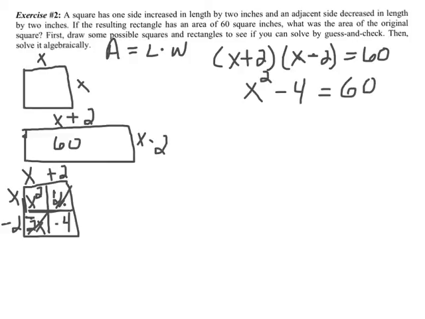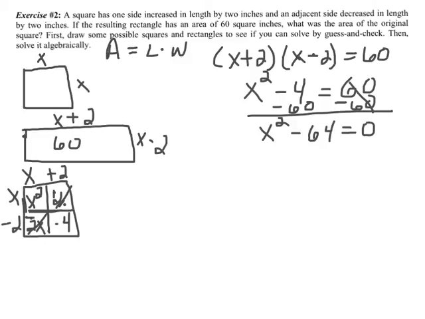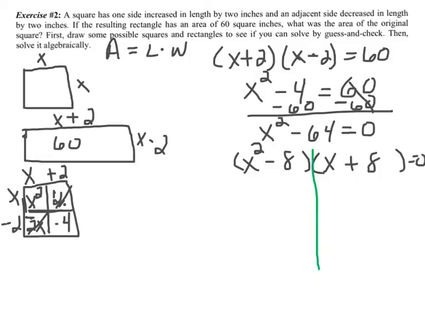Remember my zero property, I want that to equal 0, so I'm going to do minus 60 on both sides. I'll get x squared minus 64 equals 0. Alright, now I can go ahead and factor it. Oh, it's a DOPS problem again, so it's going to be x minus 8, x plus 8 equals 0. Next step, I have it factored. I can go ahead and tee it up.